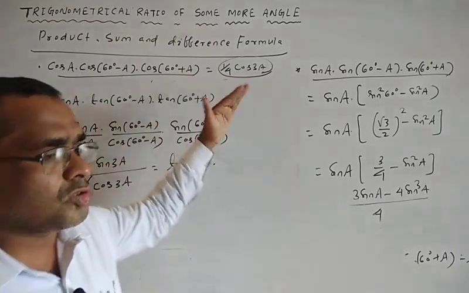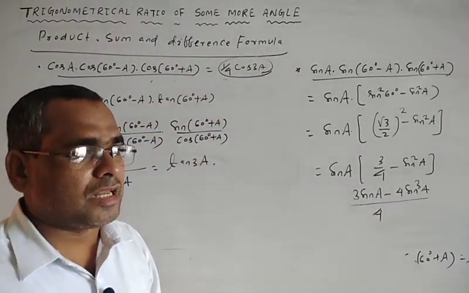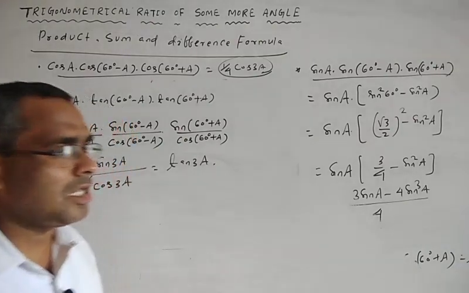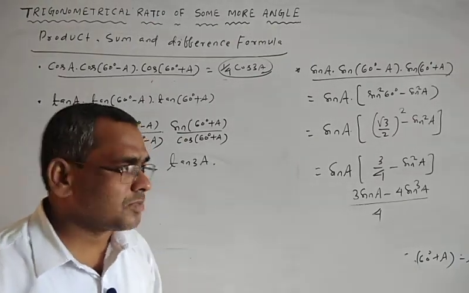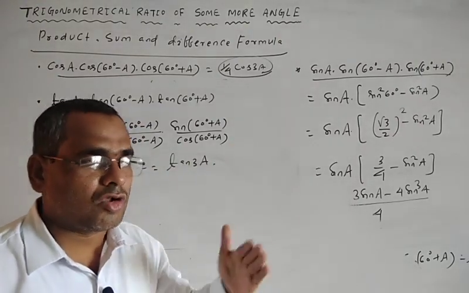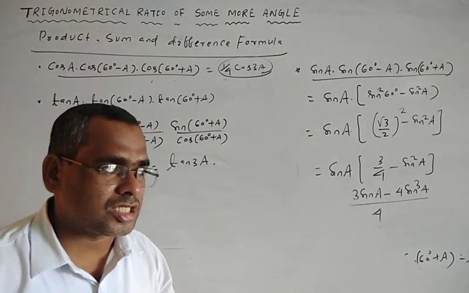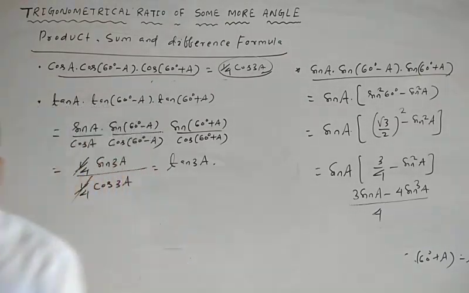Then the product formulas: 2 sin A cos B, 2 cos A sin B, 2 sin A sin B, 2 cos A cos B, and sin A plus B into sin A minus B, cos A plus B into cos A minus B, then sin A into sin 60 minus A into sin 60 plus A, cos A into cos 60 minus A into cos 60 plus A. These are all very very important formulas, okay. So remember all things. So using these formulas we will do some problems.